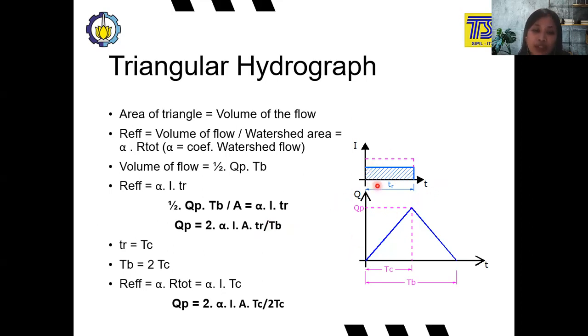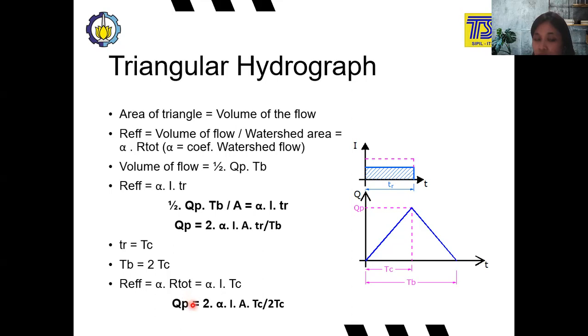How about if the time of the rainfall equals the time of concentration? The time of concentration is the time needed to reach the peak discharge. You will meet this time of concentration again in the drainage class. It is the time needed for the water to flow from the origin, for example the upstream, to reach the measurement point, for example the downstream. So the time base Tb equals 2 times the time of concentration. Usually it's like that in the triangular hydrograph: when Tc is equal to Tr, Tb is equal to 2 times Tc.